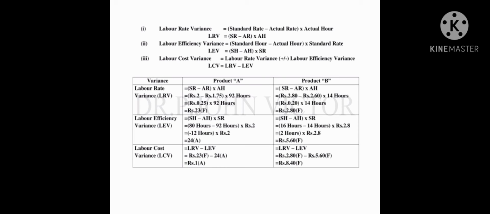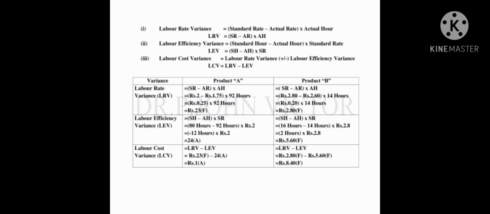Then for product B, the labor rate variance: standard rate is 2.80 minus actual rate 2.60 into 14 actual hours. So 2.80 is the higher value, 2.60 is the lower value. That means here also the value is definitely going to be favor. So 0.20 into 14, that value is favor.